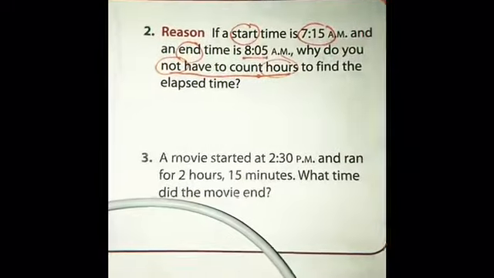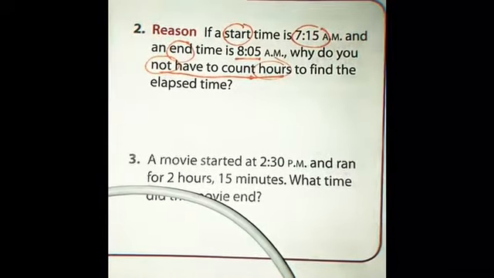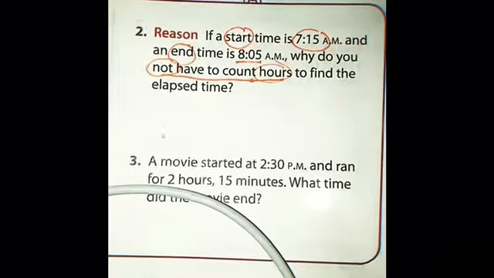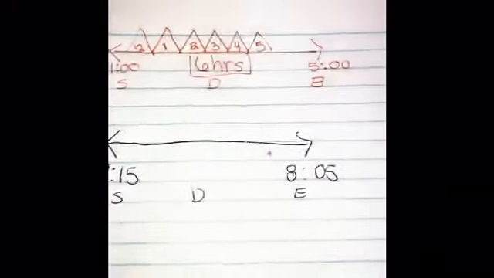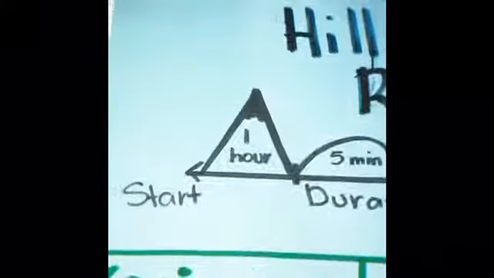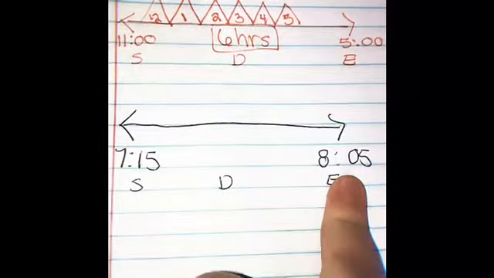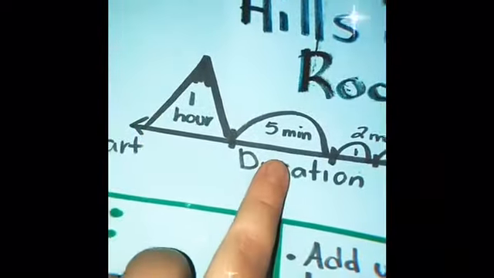Reason: if a start time is 7:15 and an end time is 8:05, why do you not have to count hours to find your elapsed time? So I already started here. It's 7:15. If I add a mountain, if I add 1 hour, instead of 7:15 it would be 8:15. But our end time is 8:05. So that would be way over. So we cannot use mountains.